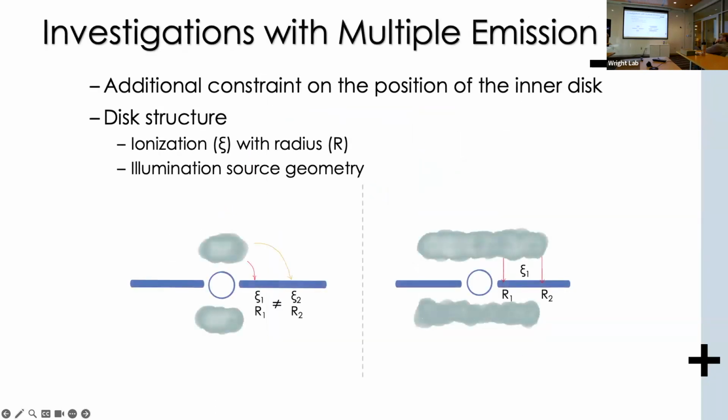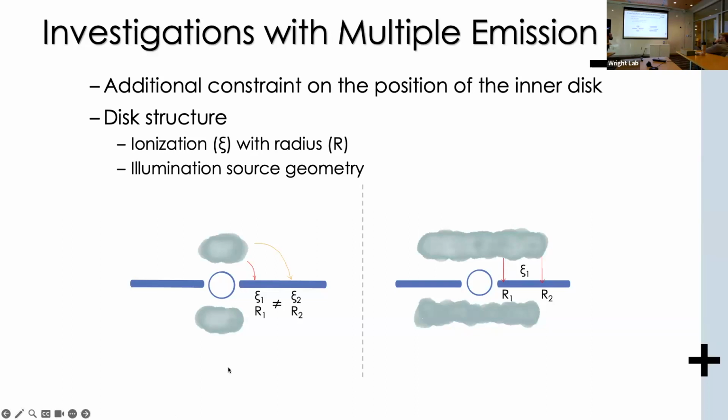Plus, we were able to see the entire reprocessed reflection component. So with this, we can do multiple different kinds of investigations. We can get additional constraints on the position of the inner disk in the cases where an iron line isn't there, or even if it is, we'd still have better statistical uncertainty. Then, if it turns out that the oxygen line is not arising from that same region as the iron line in these systems, what we can do is learn more about the disk structure itself.